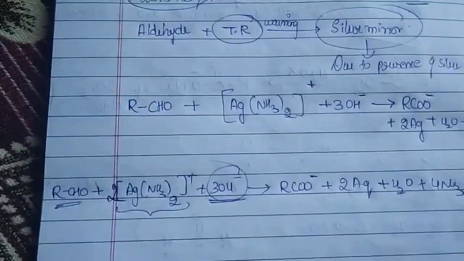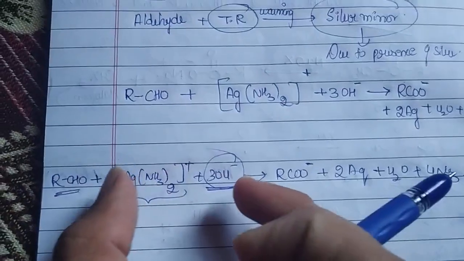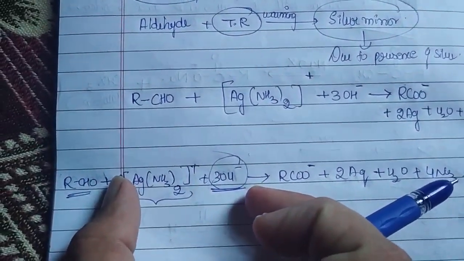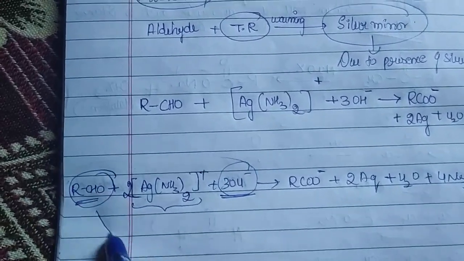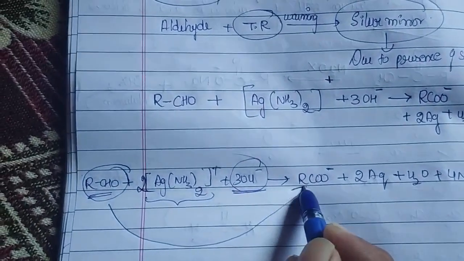Is that clear? So when you treat an aldehyde with Tollen's reagent, what you are observing is that the aldehyde part is getting oxidized to carboxylic acid.